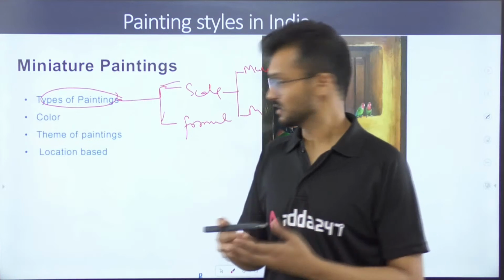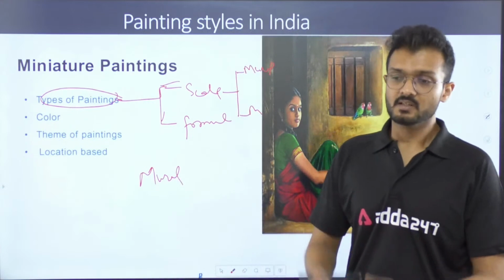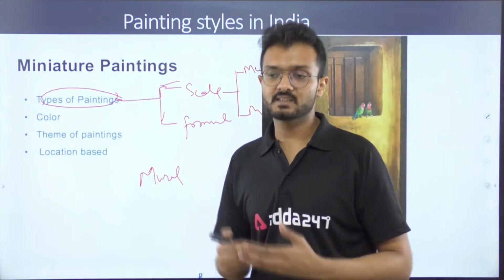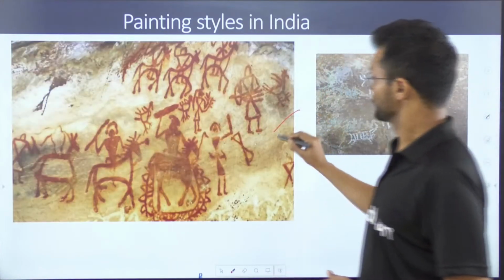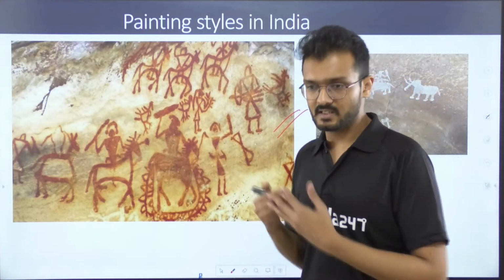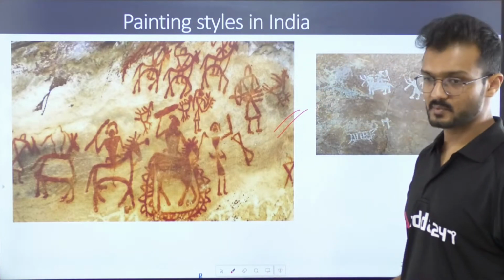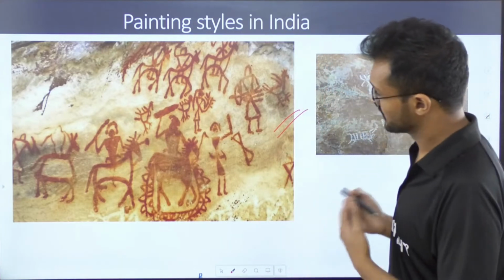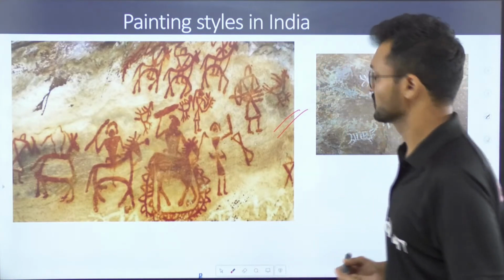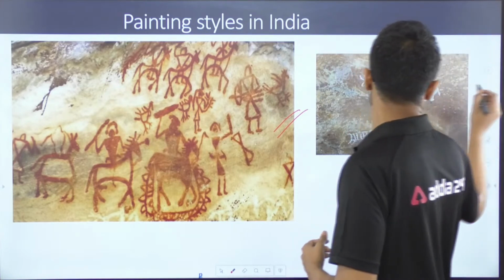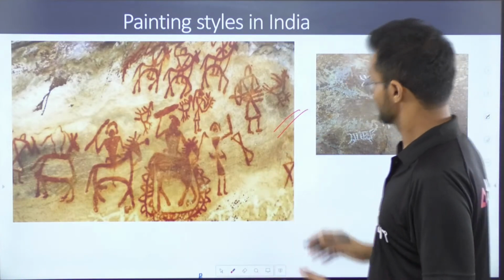The mural paintings are very big in size. These paintings are generally drawn on the walls, on the ceilings and on the rocks. Like this is a mural painting. This painting we found in the Bhimbetka caves, and Bhimbetka caves are in Madhya Pradesh. These paintings were drawn more than 10,000 years ago, during the Paleolithic period, and these paintings are still intact. Okay, so their scale is very large.